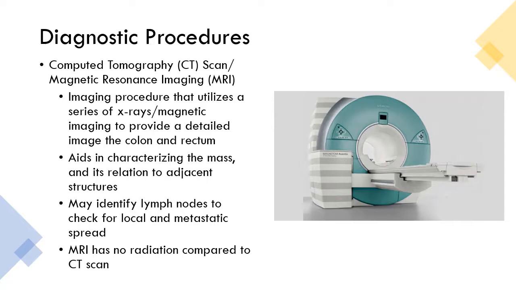Imaging procedures to visualize the colon and rectum include magnetic resonance imaging and computed tomography, or CT scanning. These images will utilize magnetic imaging or a series of X-rays, respectively, to provide a detailed image of the colon and rectum. This test may aid in identifying lymph nodes to check for the spread, or to present an image of the mass and its relation to adjacent structures within the body.